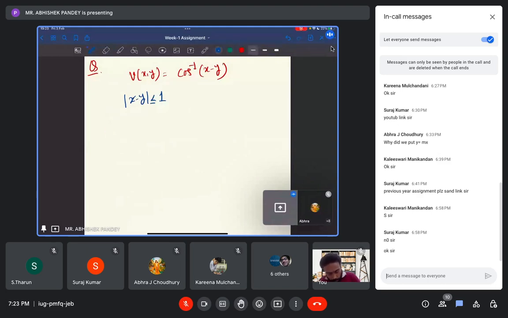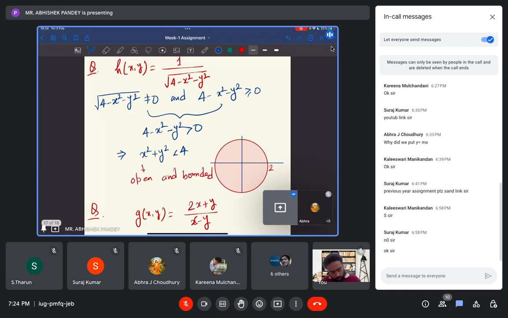such kind of thing. So the set S, x comma y such that modulus of x minus y is less than or equal to 1, is not open, since x minus y equals 1 will also be there. Okay, so this also does not satisfy what we required. So we need only check which domains are open and bounded.